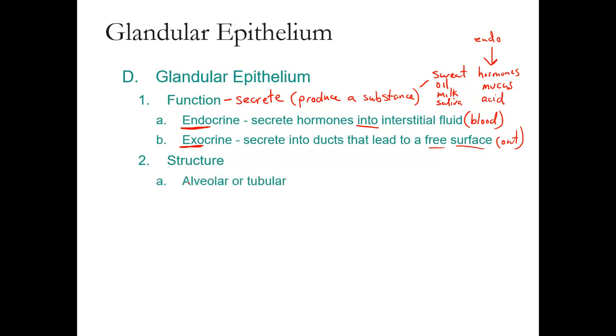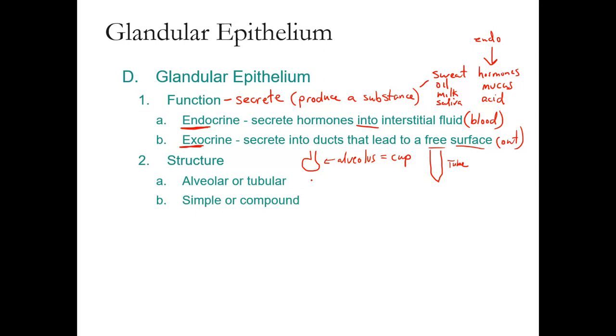All right, the structure. When we look at these glands, they can either be what are called alveolar or tubular. An alveolus simply means a cup shape. And you may have heard of the alveolus before with the lungs. That's what the inside of your lungs look like. They have these little cups. So it can either look like a little cup, or it can just look like a tube that kind of comes to an end. And you know what a tube is. It looks like a test tube.